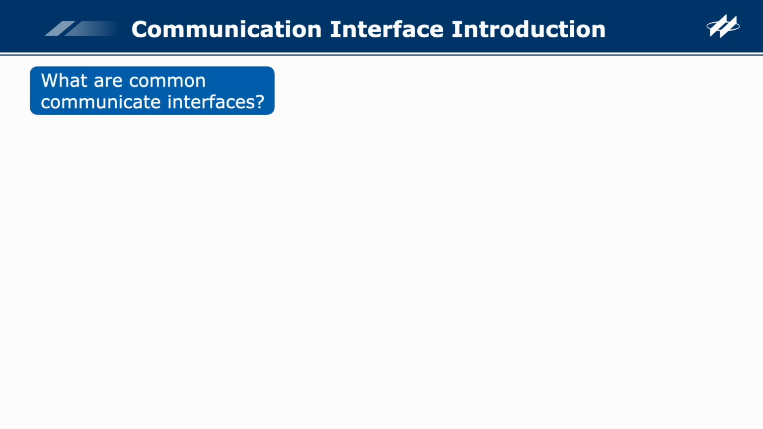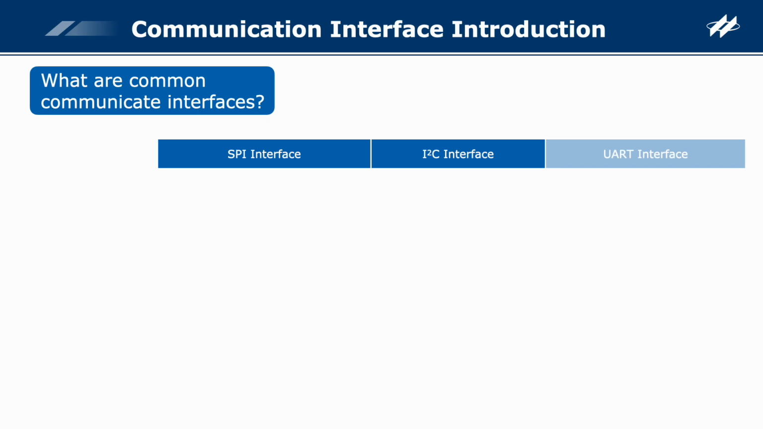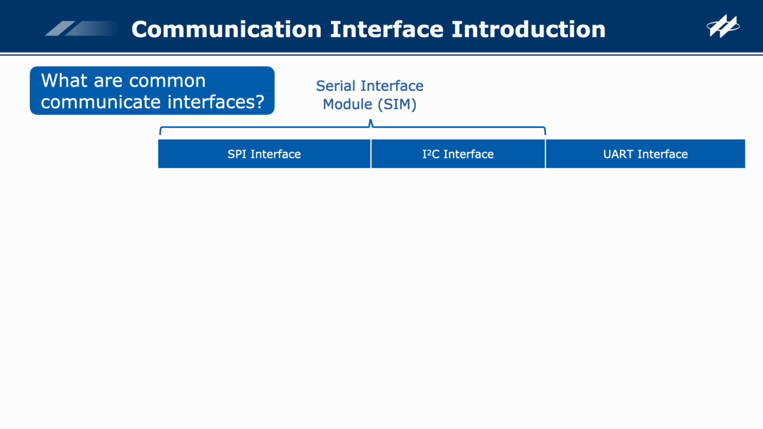What are common communication interfaces in the HT8 MCU? In the HT8 MCU, there are SPI Interface, I2C Interface, and UART Interface. The SPI Interface and I2C Interface are included in the same serial interface module, which is called SIM, and only one interface can be used at a time.